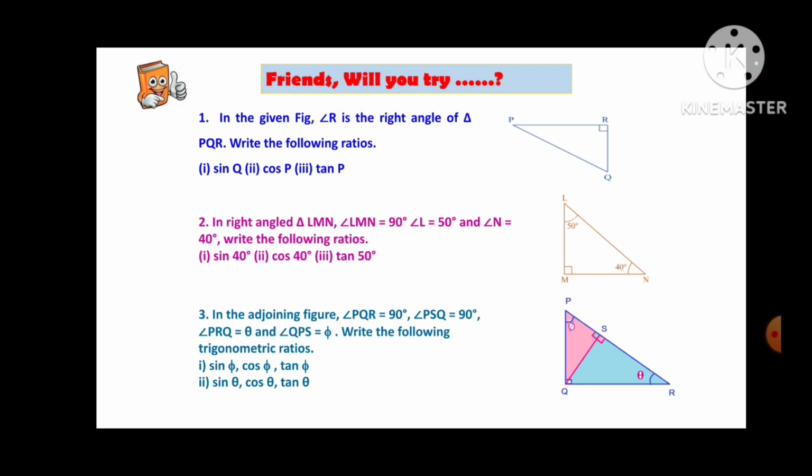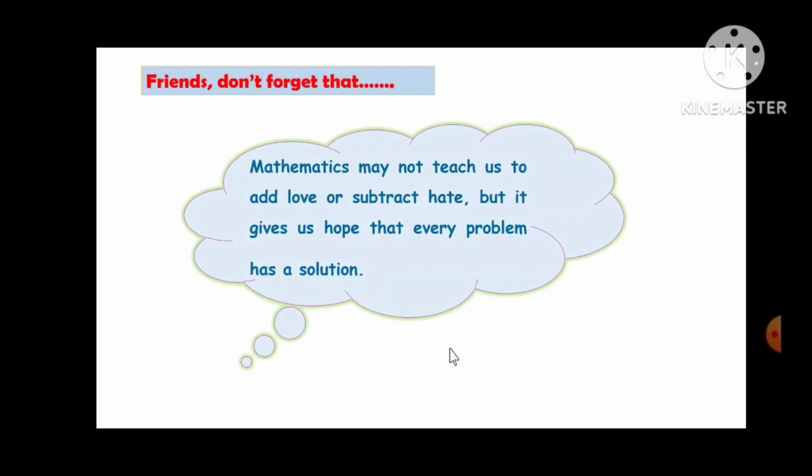So try these problems. Friends, you should not forget the famous words that mathematics may not teach us to add love or subtract hate, but it gives us hope that every problem has a solution.